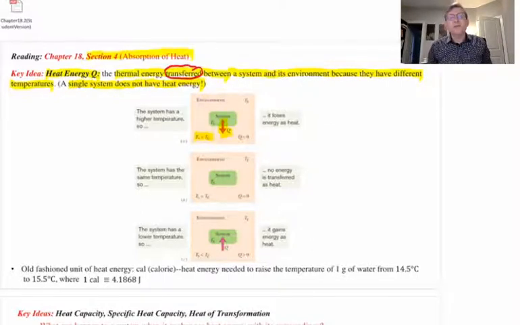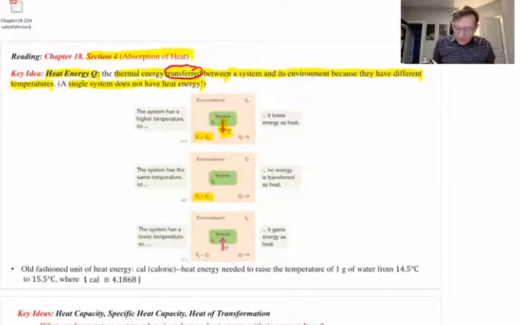The middle picture shows another possibility. In the middle picture, the temperature of the system exactly matches the temperature of the environment. T sub S equals T sub E. In that case, experiment shows that there's no energy transferred as heat between system and environment, either way. Okay? No energy transferred as heat.